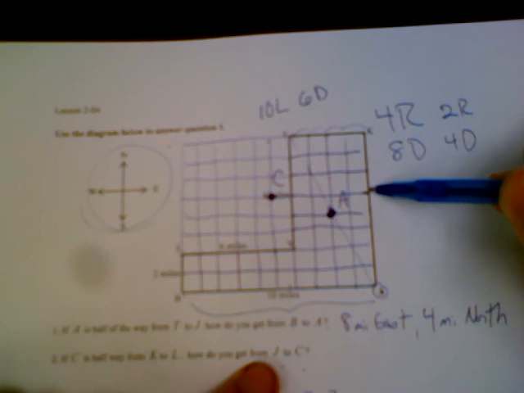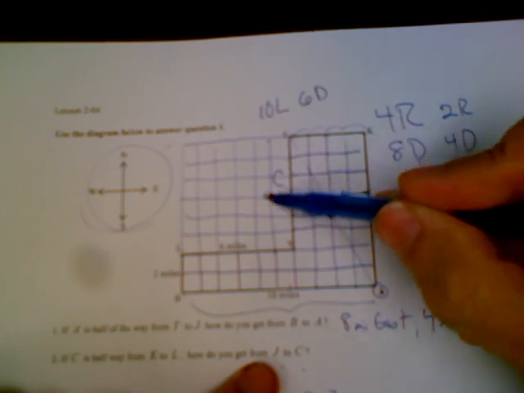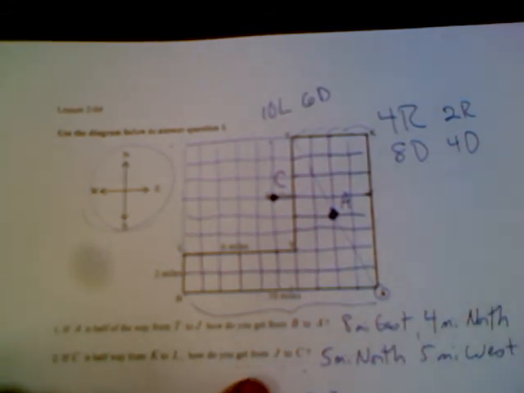I only want to go halfway. So 5 to the left and 3 down. 1, 2, 3, 4, 5, and 1, 2, 3 down, right where that M is in the word miles. That's where my point C is. And now, how do I get from J to C? Where's J? J's down here. From J to C, 1, 2, 3, 4, 5 miles north, 1, 2, 3, 4, 5 miles west. 5 miles north, 5 miles west, and we're done.